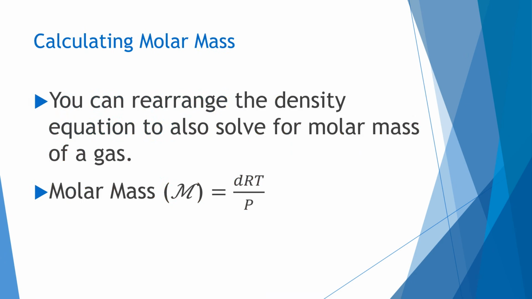Now we're going to look at calculating molar mass. We can actually rearrange that equation to solve for molar mass as well instead of density. And our equation is molar mass equals density times your R constant times temperature divided by P. So don't forget that your molar mass must be in grams per mole. Density is grams per liter. Your R constant is always 0.08206. Temperature is always in Kelvin, and pressure is always in ATM.